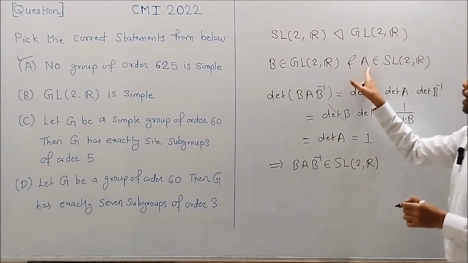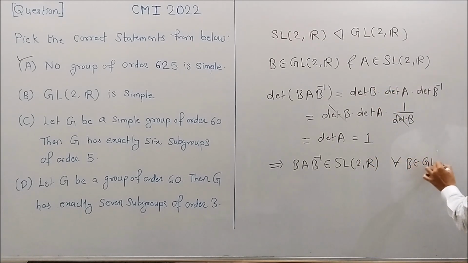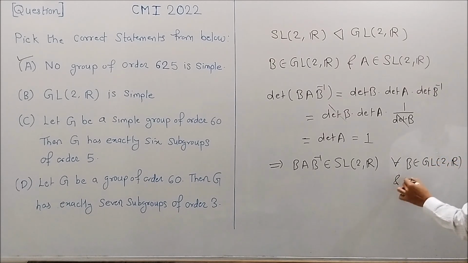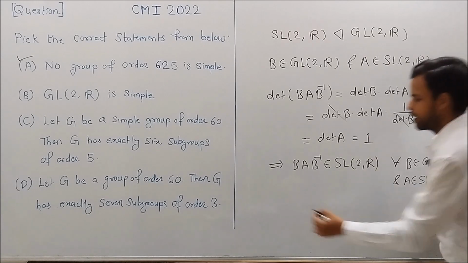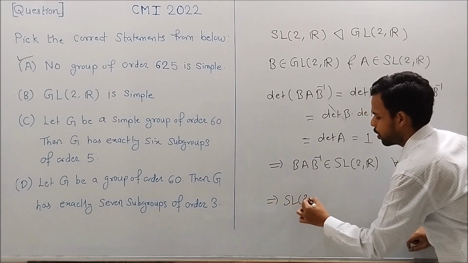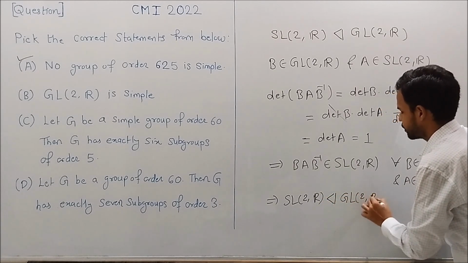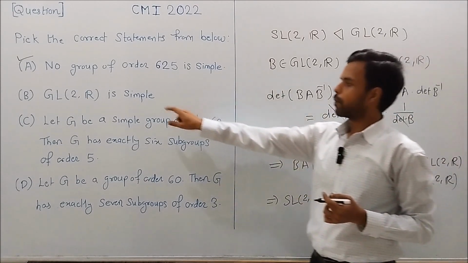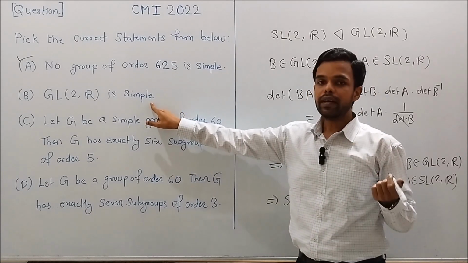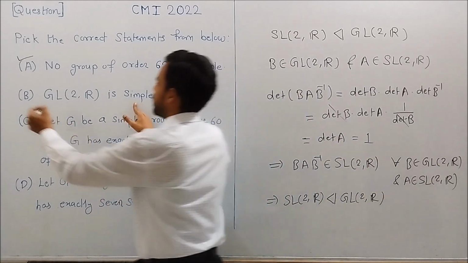And since B and A are arbitrary, this holds for every B belonging to GL2 over R and A belonging to SL2 over R. So, by definition of normal subgroup, this implies SL2 over R is a normal subgroup of GL2 over R. Okay, and so we see that GL2 over R has a proper normal subgroup, which is SL2 over R. So it cannot be a simple group. So this statement is incorrect, that is false. So we will discard it.